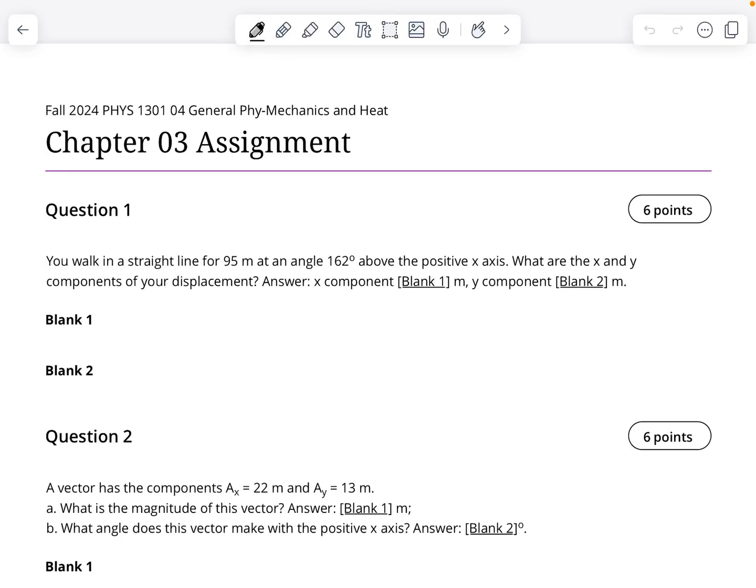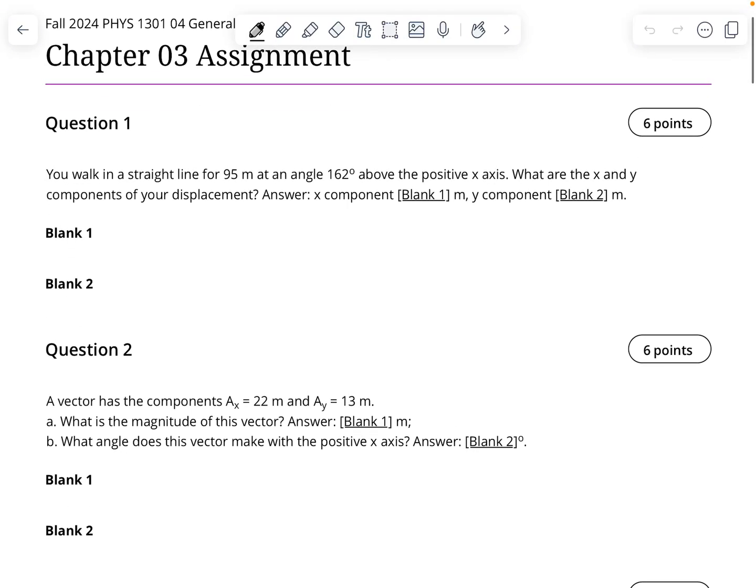Okay, so this is a chapter 3 assignment. First one: you walk in a straight line for 95 meters at an angle of 162 degrees above the positive x-axis. What are the x and y components of your displacement?